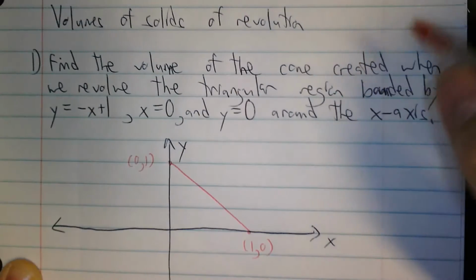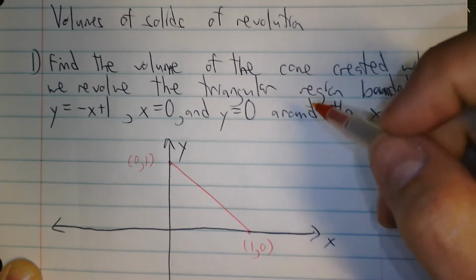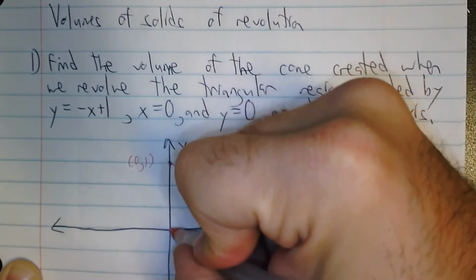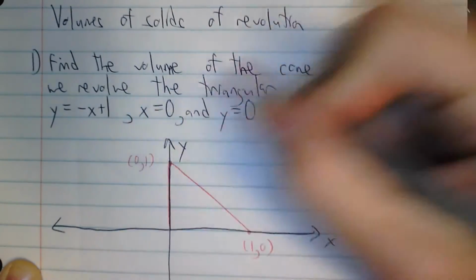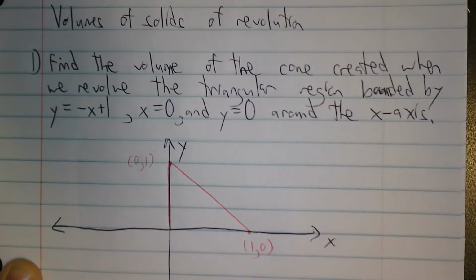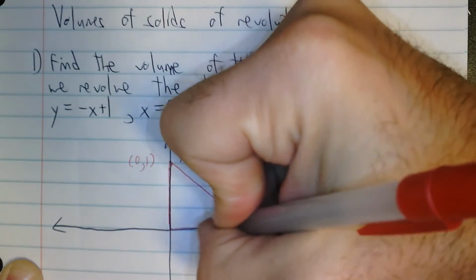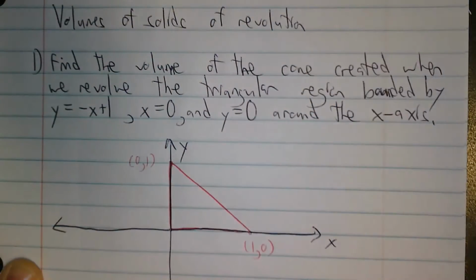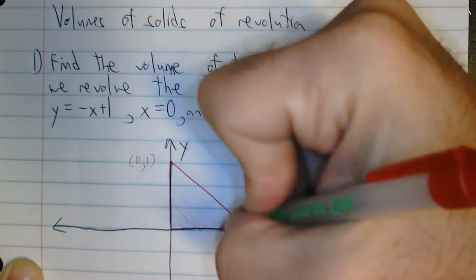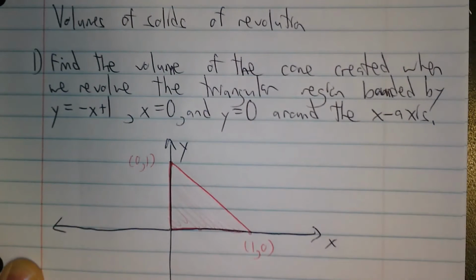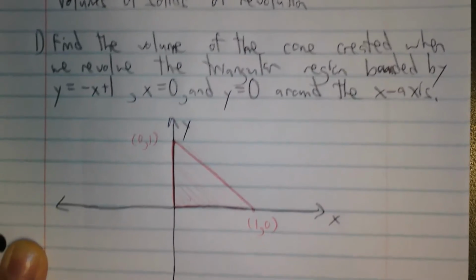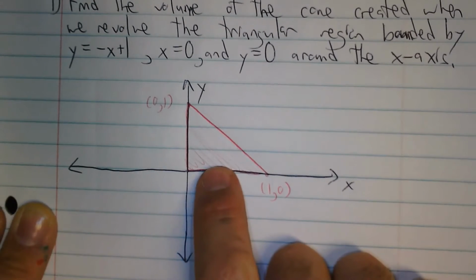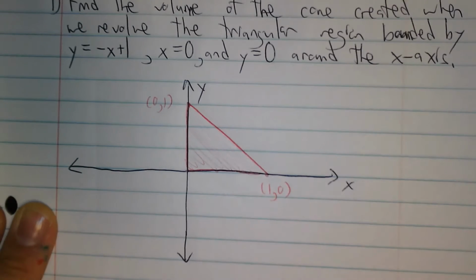X equals 0, that is the what? The y-axis. And y equals 0, that's the what? The x-axis. So hopefully you're seeing that this is the triangular shape. Now what do we want to do with this triangle? We want to create a cone. How? By taking this triangle and revolving it around the x-axis.